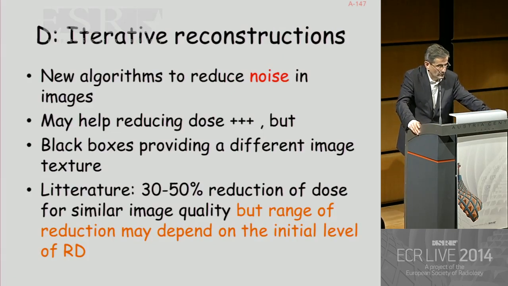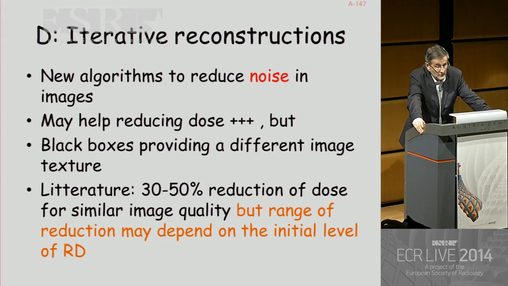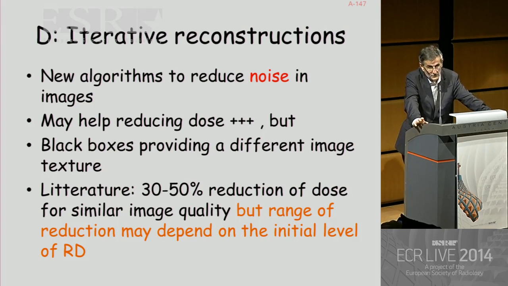And now we reach the fourth road, iterative reconstruction, which has been intensively promoted by manufacturers. It's a new algorithm to reduce noise in images. It's a reduction of noise, it's not a reduction of dose. But of course, reduction of noise may help in reducing dose, but it's still a black box which also provides a different type of image. So you have to be careful, because there are different generations of iterative reconstruction. The image quality is not the same for every manufacturer and every generation for the same manufacturer. In the literature, we can expect 30 to 50% reduction of dose for similar image quality, but the range of reduction also depends on the initial level of radiation dose.